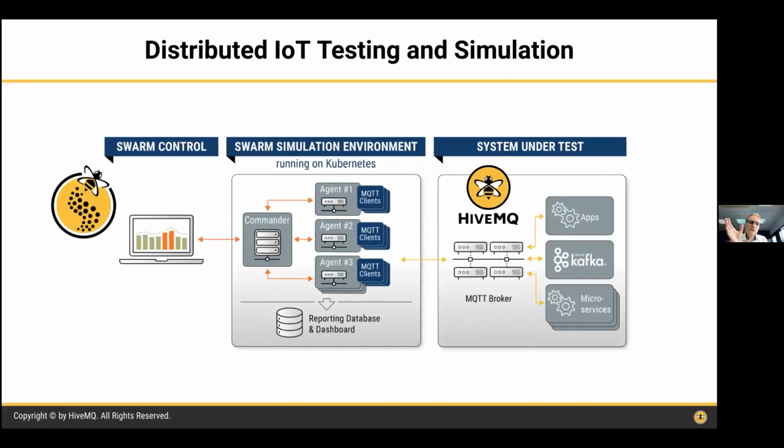So the thing about Swarm is it's really very simple. You have your Swarm controller, where you control Swarm as an application. Then there is a so-called commander application that uses an almost unlimited amount of agents, depending on the scale you want to test for, which can then test what we call a system under test, which usually consists of an MQTT broker infrastructure, as well as other applications like microservices, Apache Kafka, MongoDB, you name it.